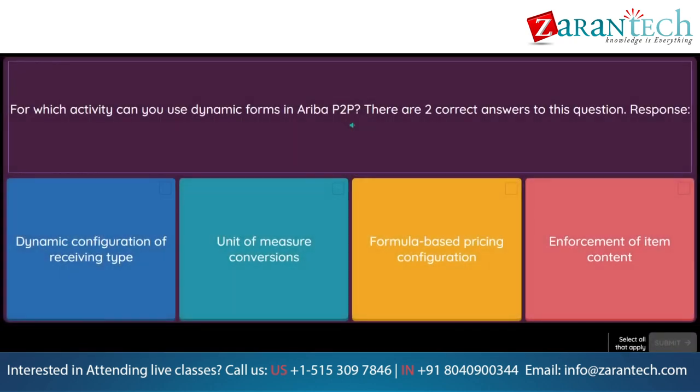Question, for which activity can you use dynamic forms in Ariba P2P? There are two correct answers to this question. Response. Option 1, dynamic configuration of receiving type. Option 2, unit of measure conversions. Option 3, formula-based pricing configuration. Option 4, enforcement of item content.